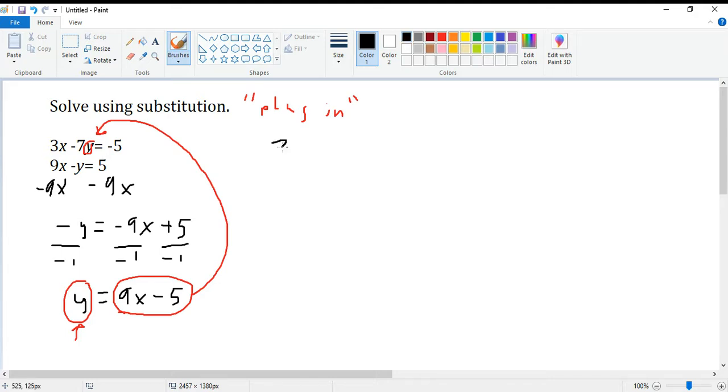After we substitute or plug in the 9x minus 5, we're going to have 3x minus 7 times 9x minus 5. We write the 9x minus 5 instead of the y, the y is gone. Now we have an equation with only one variable, an x. We can solve this. To solve this, start by distributing the -7.